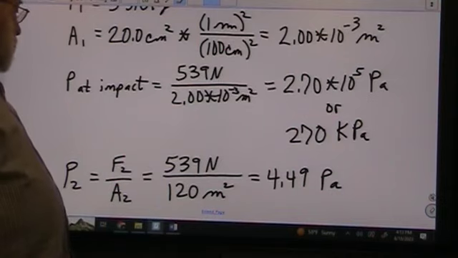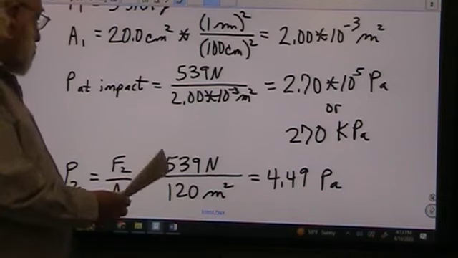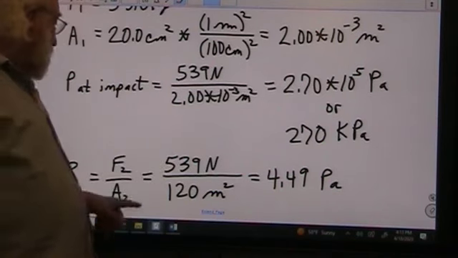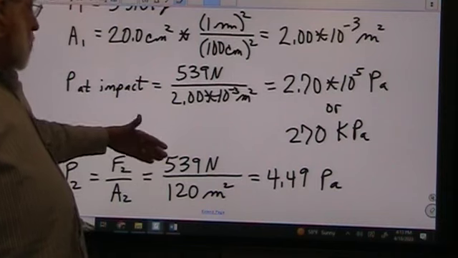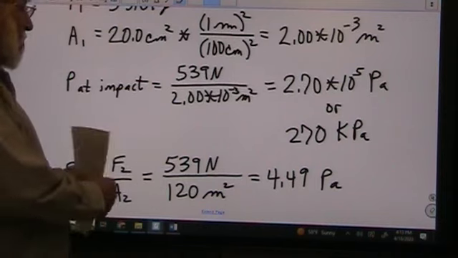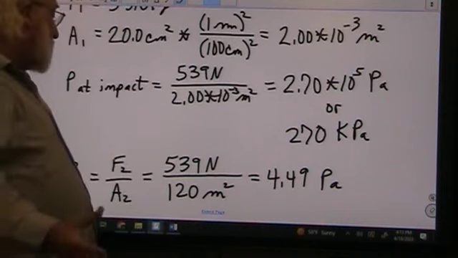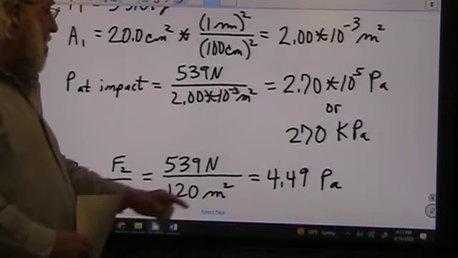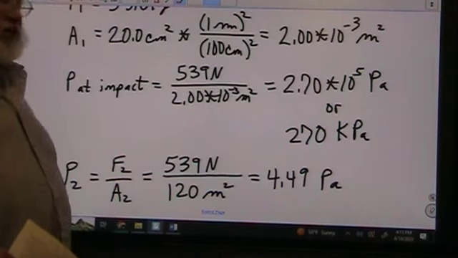Now, we go to the pressure throughout the entire floor, and with that give, we have the force is her weight still 539, but now the entire floor is absorbing this, and that's 120 square meters. Divide that out, we get 4.49 pascals.